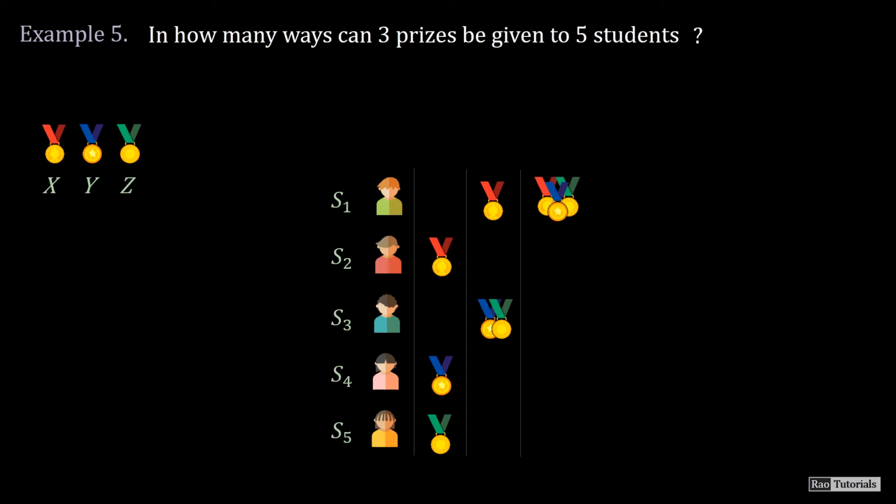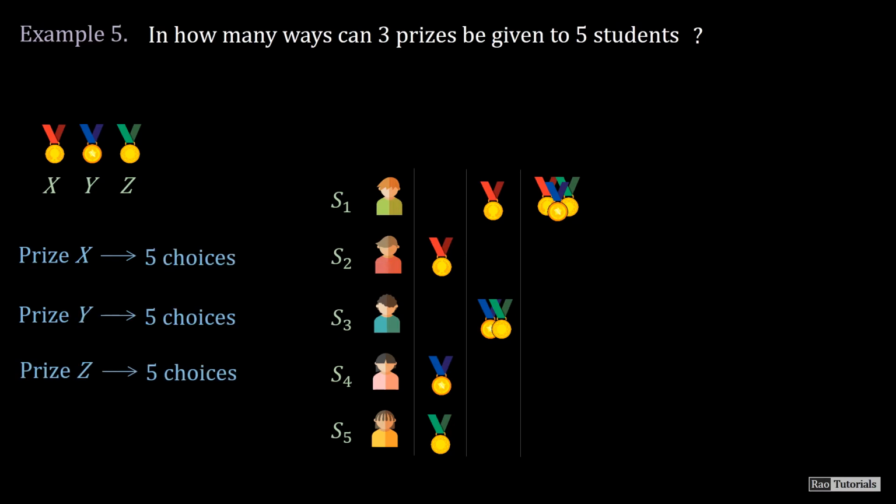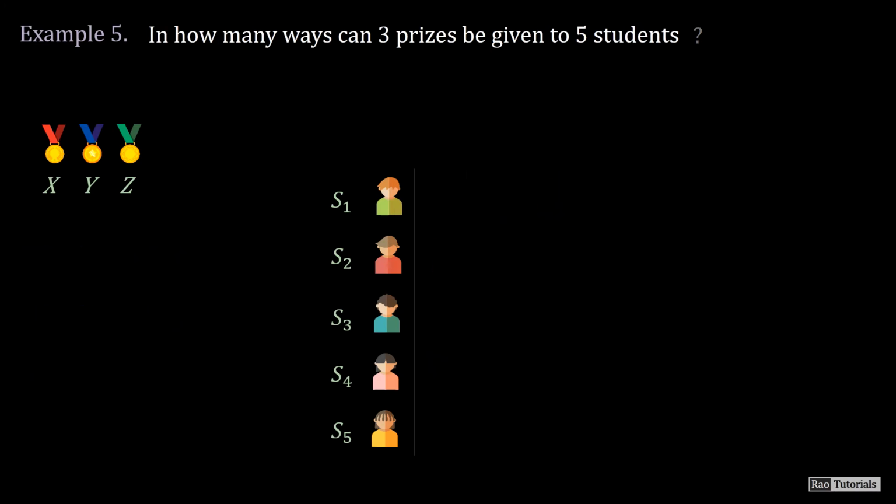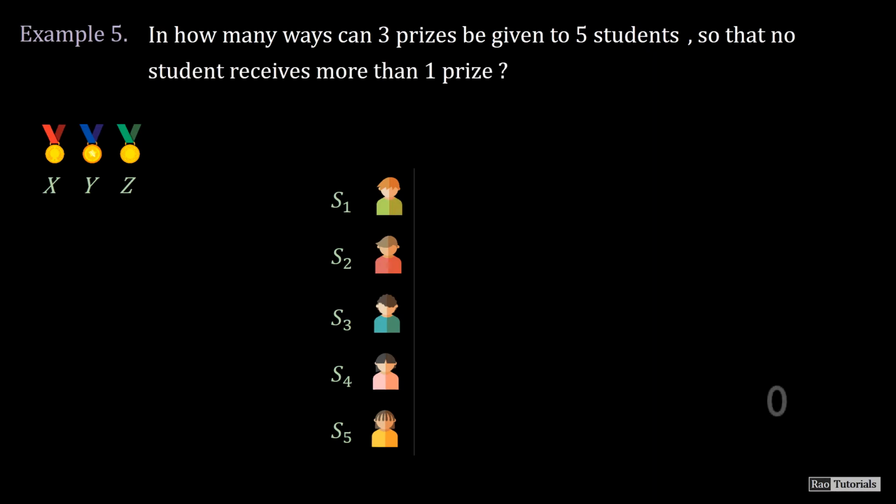So we are free to give any number of prizes to any student, and so for every prize we have 5 choices. To complete the given work, we need to distribute all 3 prizes, that is prize X and prize Y and prize Z. So by the product rule of the counting principle, we have the total number of ways as 125. What if we add a condition that no student receives more than one prize? What will be the number of ways then? Pause the video and try to find the answer.